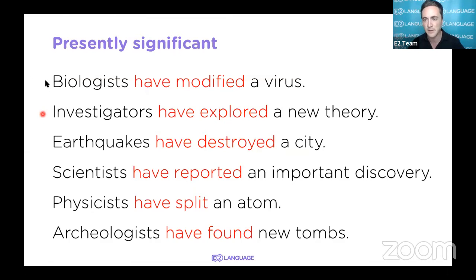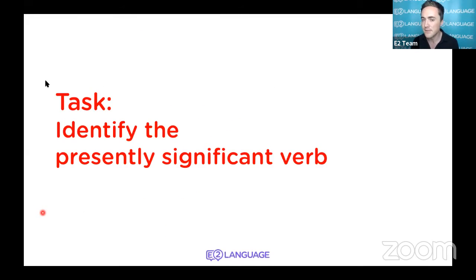Investigators have explored a new theory. Maybe they did it an hour ago or 2 weeks ago. It doesn't matter. The time reference is not precise with these verbs. What's important is that it happened, but now it's relevant, or presently significant. Earthquakes have destroyed a city. Scientists have reported an important discovery. Physicists have split an atom. Archaeologists have found new tombs. So let's think about this. Firstly, identify the presently significant verb, please.